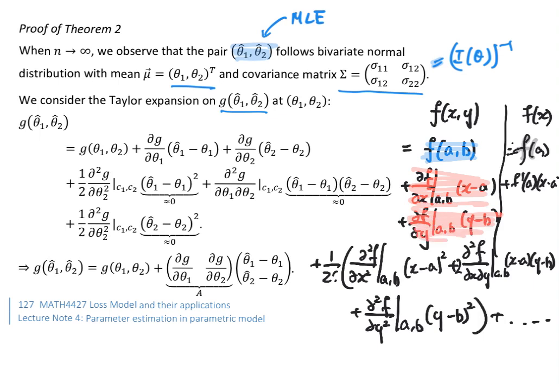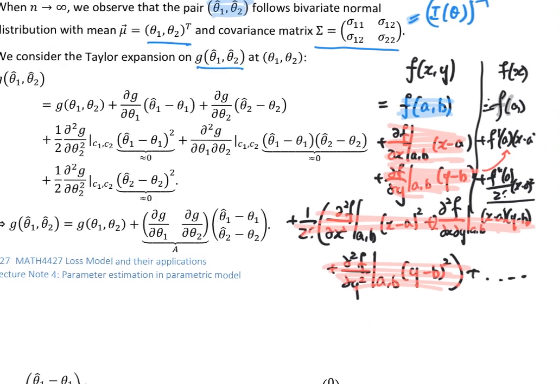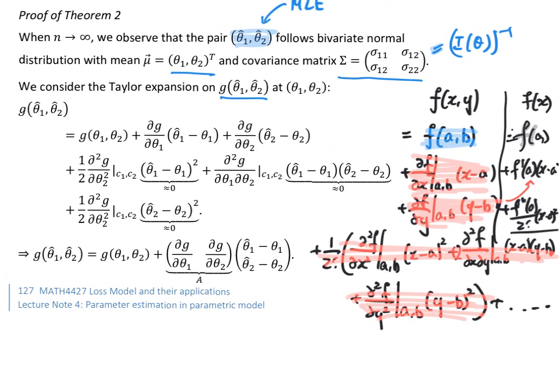Actually this one will correspond to the first order term. Given a function of two variables, you have two different first derivatives: one is the partial derivative with respect to x, another is the partial derivative with respect to y. And then this third term will be the second order term, which is parallel to the second order term that we have here. Then this will be the Taylor expansion for a function of two variables.